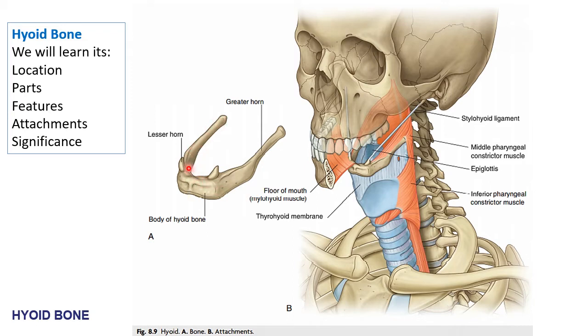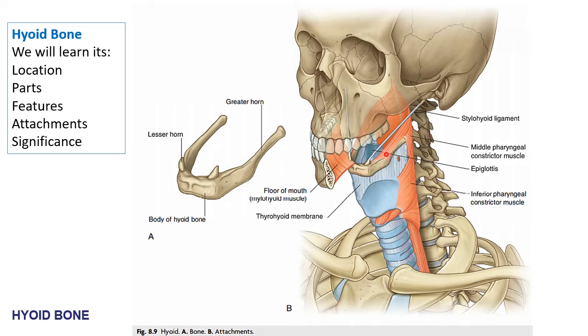This is the hyoid bone. The hyoid bone is actually not a part of the skull. It is a U-shaped bone, located in front of the neck between the mandible and the larynx, at the level of the third cervical vertebra.